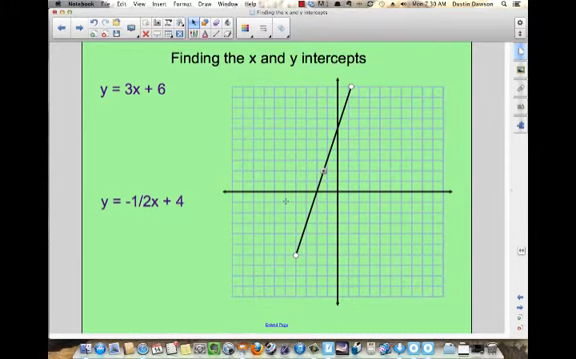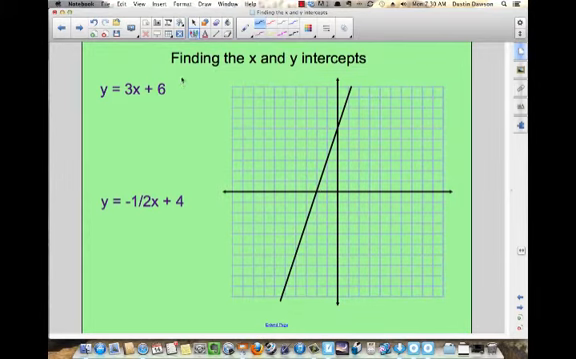Well, that's great and all. But sometimes we don't have a choice and we have to find the x and y intercepts algebraically. And if I graphed it, of course I could find the x-intercept. If this is the y-intercept here at 6, the x-intercept is where the line crosses the x-axis. And in this case, the answer is -2.